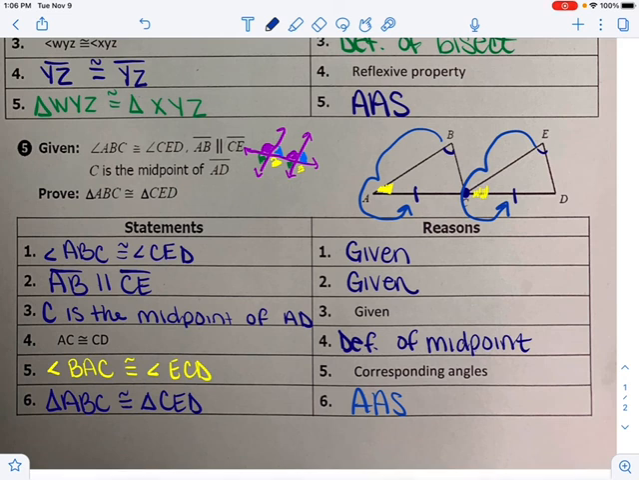Okay. After these notes, you are moving on to some practice proofs at your table. So when you finish these, go ahead and go to the cart and grab your proofs.